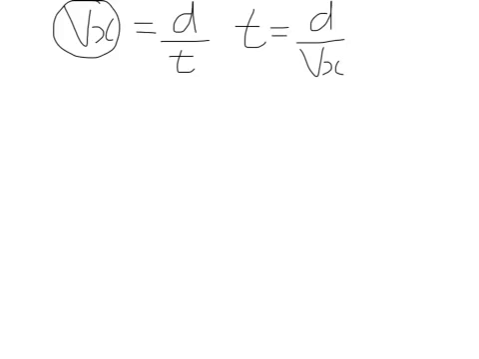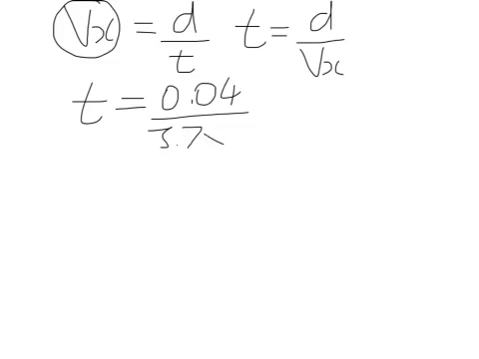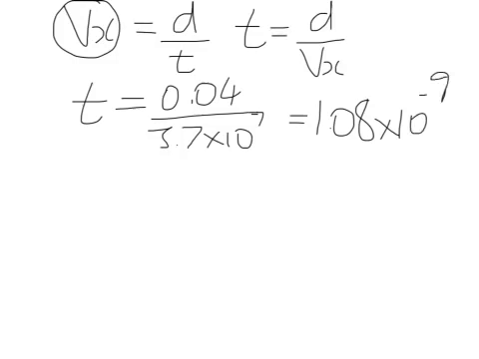So if we do that and plug the numbers in, we get time equal 0.04, that's 4 centimeters in meters, over the initial velocity 3.7 times 10 to the power of 7. We get 1.08 times 10 to the power of minus 9 seconds for the time. That's the time that the electric field acts on the electron.